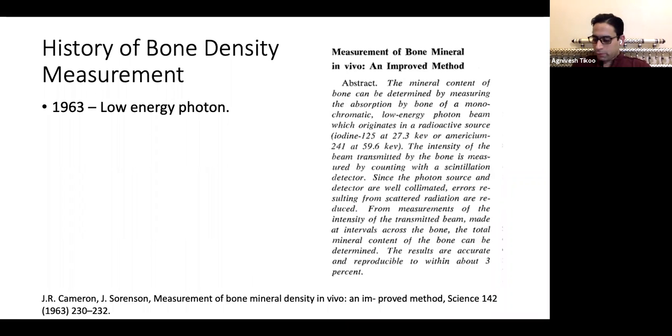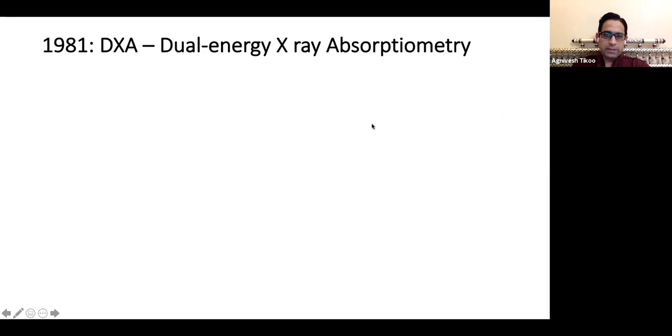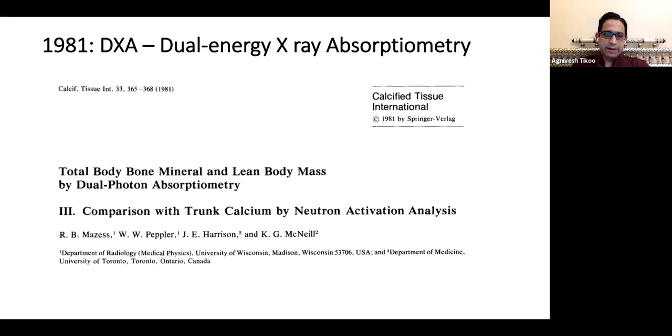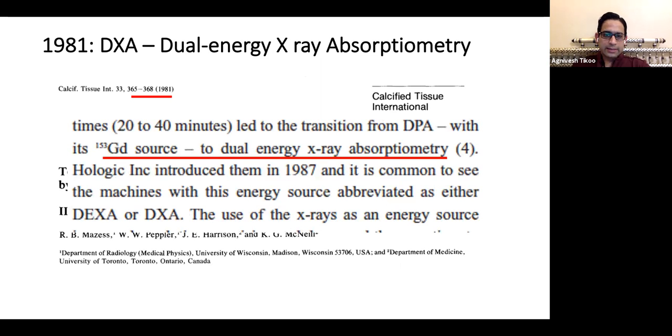So for the benefit of students and for exam purposes, let's try to understand the history of where bone density measurement started. In 1963, low energy photon was first used to measure the bone density. In 1981, the first bone density was measured, and this was used in calcified tissues. The rays used were from a gadolinium source, leading to dual energy X-ray absorptiometry. The dual was used because it takes less time to take the reading. Single X-ray absorptiometry would take hours and hours.